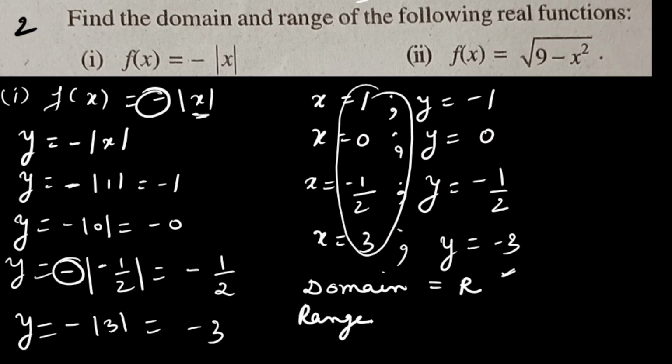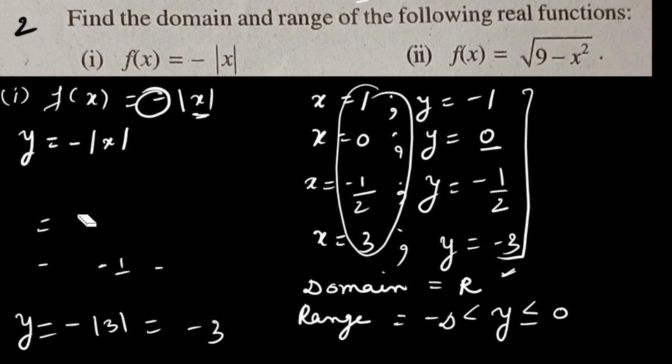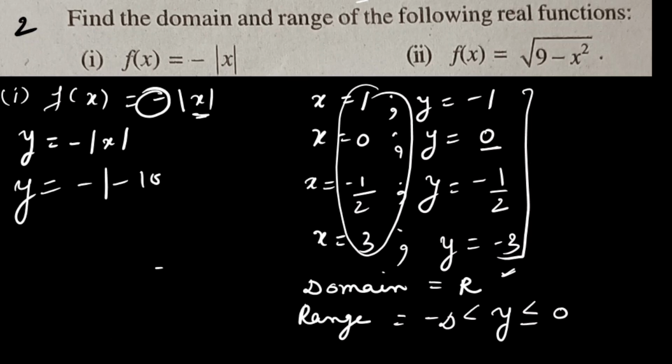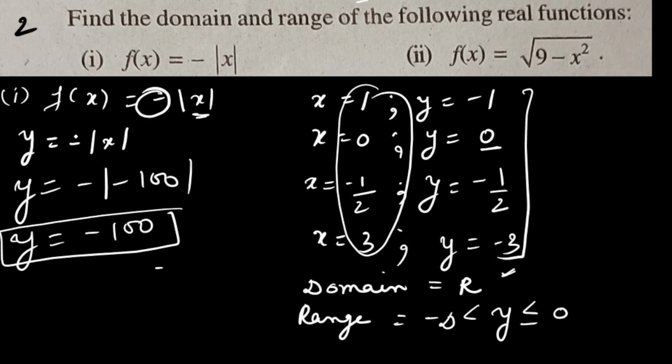Now let's talk about range. Here you just have to see the values of y, which kind of values of y we are getting. You can see we are getting the value of y as 0, and other than 0, all negative values of y. So that means y is equal to or less than 0, and till negative infinity it will go. If I take the value of x as minus 100 or plus 100, I'll get minus 100. But always, because of this negative sign, the value of y will be negative only.